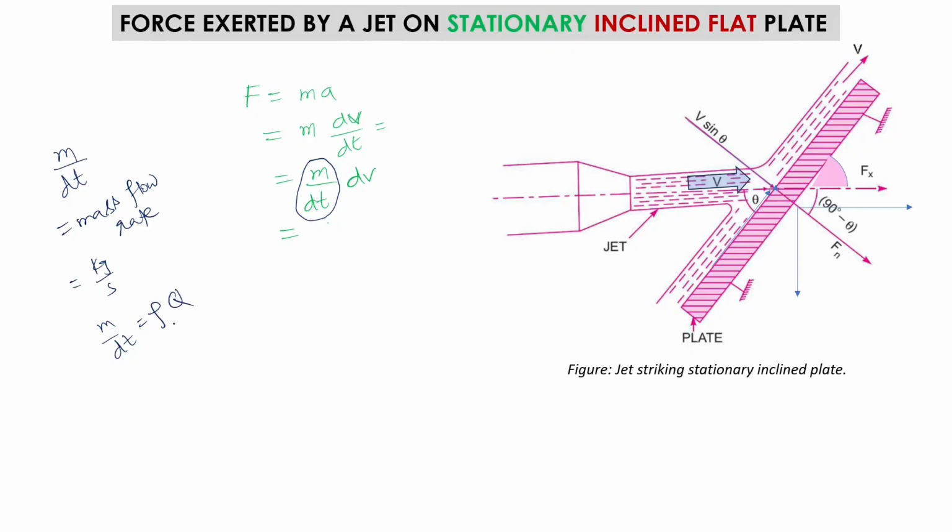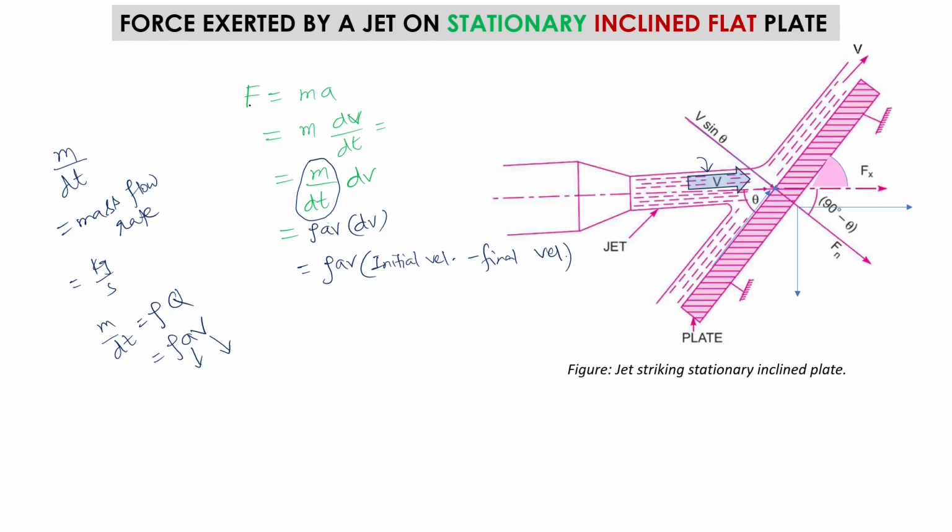I have shown how we can write that in the previous lecture. And this rho Q, you can again write as rho A V. Here A is the cross-sectional area of this jet, and this V is the velocity. So m over dt I can directly write as rho A V, and dv is basically the initial velocity minus the final velocity, isn't it? Like this we can derive the value of F.